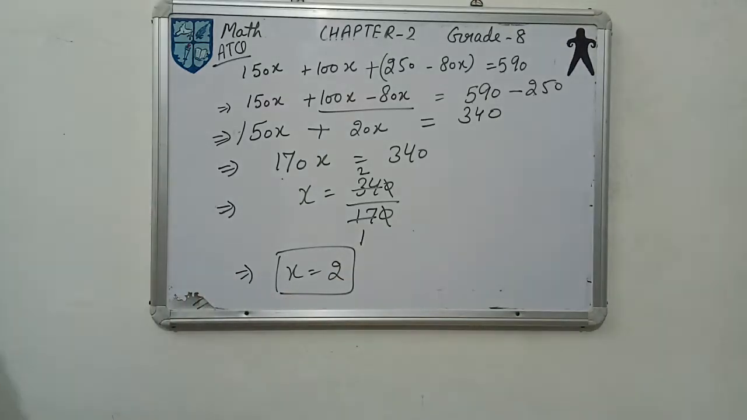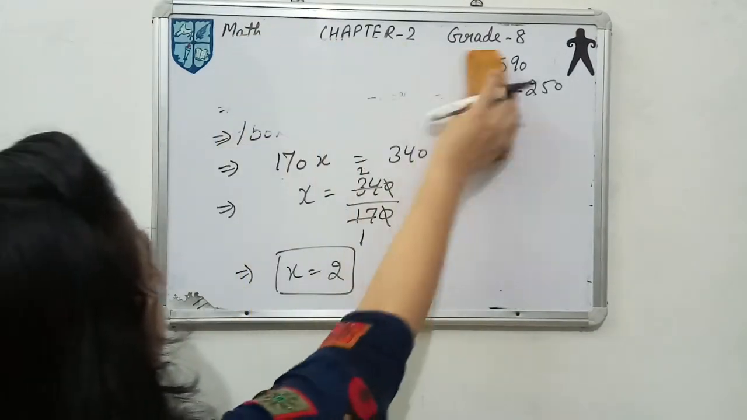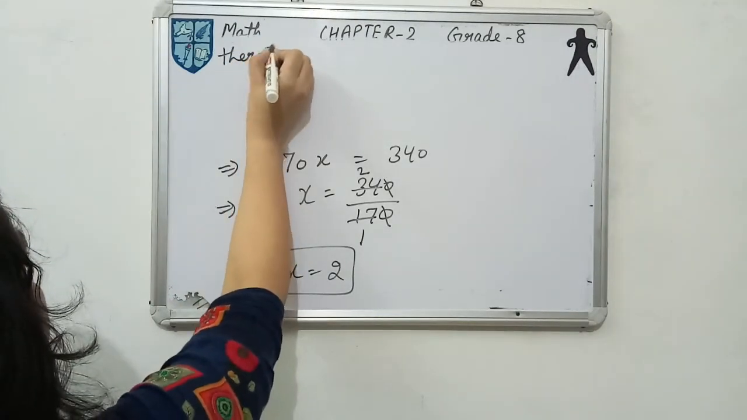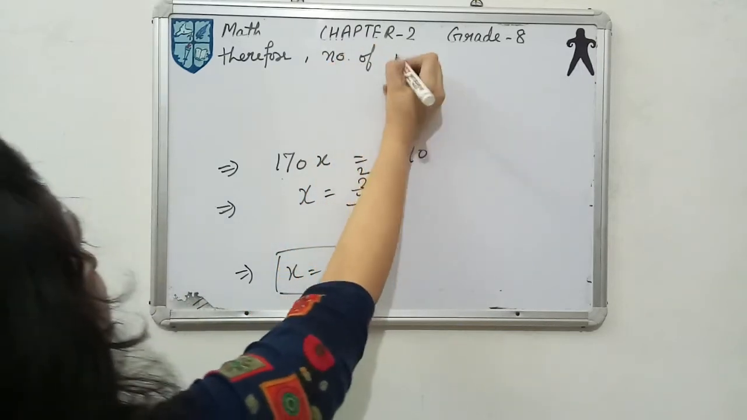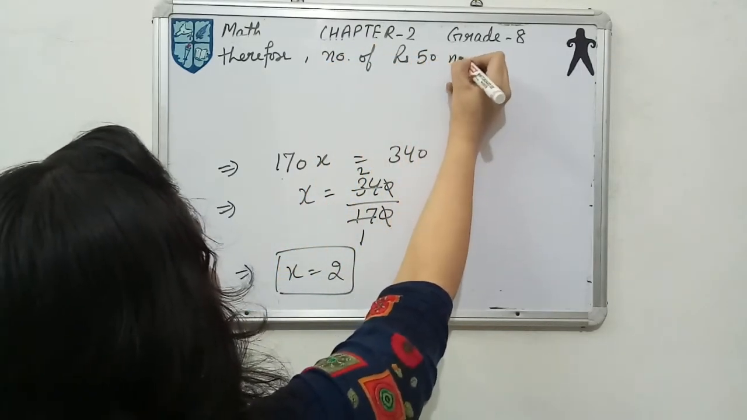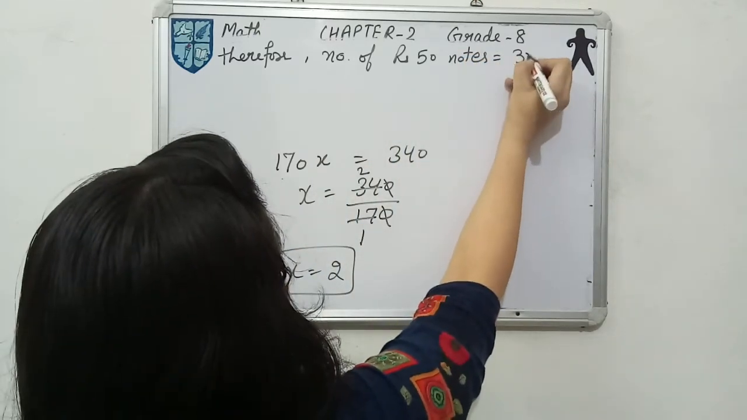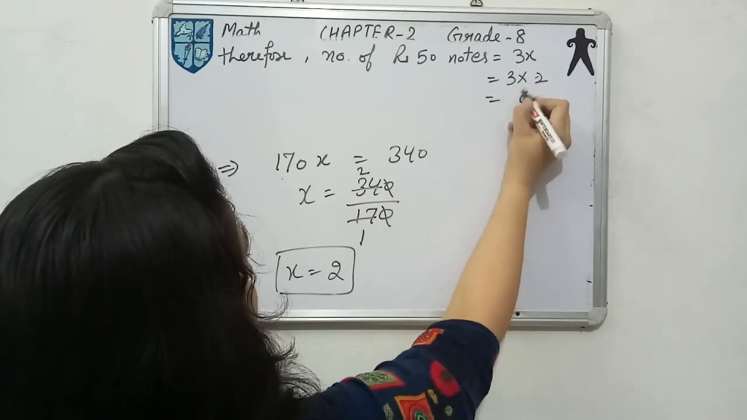But we need x, but actually what we need to find out is the number of notes of rupees 50, 20 and 10. For that what you will do, you will write here, therefore, number of rupees 50 notes. We have already let it, we just need to put the x value into it to get the value, which is 3x. Here you can see 3 multiplied by x, x is 2, so it means 3 2s are 6.